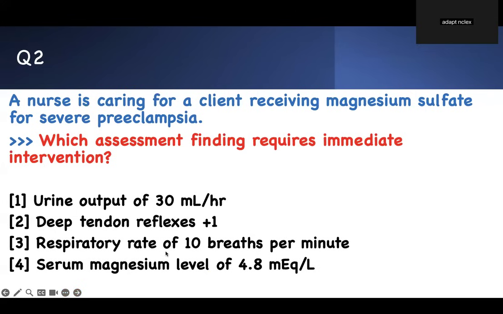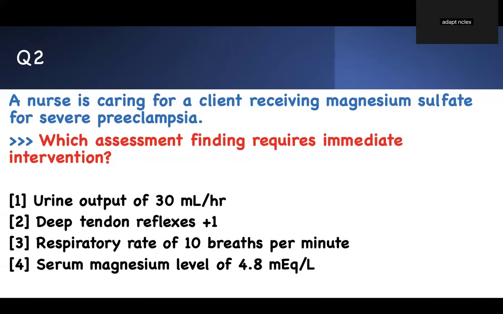A nurse is caring for a client receiving what? Magnesium sulfate is coming, whether you like it or not. NCLEX is going to ask you about maternity questions. And these are the pharmacology. There are a few pharmacology medications you're supposed to know. Maternity's magnesium sulfate, right? For severe preeclampsia.